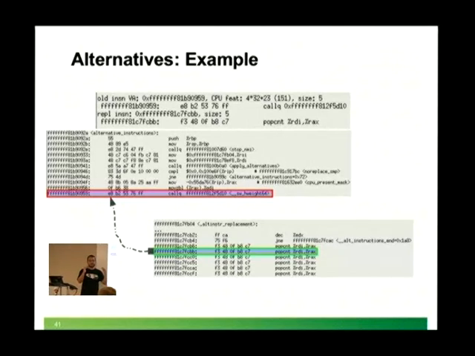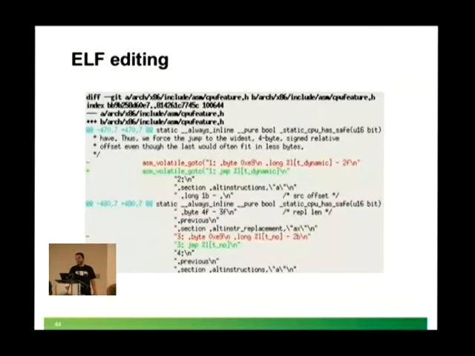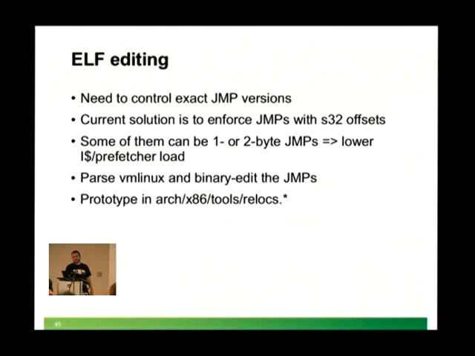Because if the replacement is bigger, you're going to overwrite the next instruction. This is why currently we enforce 5-byte jumps, but it would be better to have 2-byte jumps or 3-byte jumps, because the shorter the instruction is, the better. Less instruction cache pressure. So we needed to control those, and currently we enforce 4-byte, 5-byte jumps, but they can be smaller.